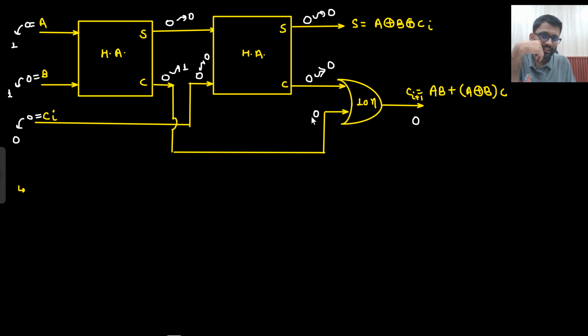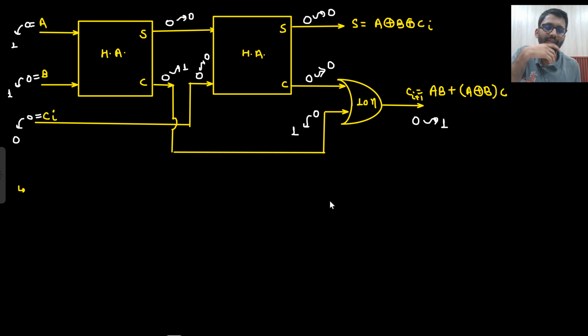Now this 0 has become 1. Basically this 0 has become 1. So what will this output become? This output will become 1. Now if I ask you at what time you get a stable output of sum, what will be your answer?